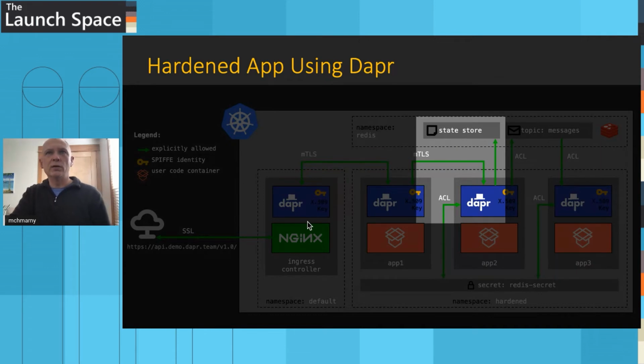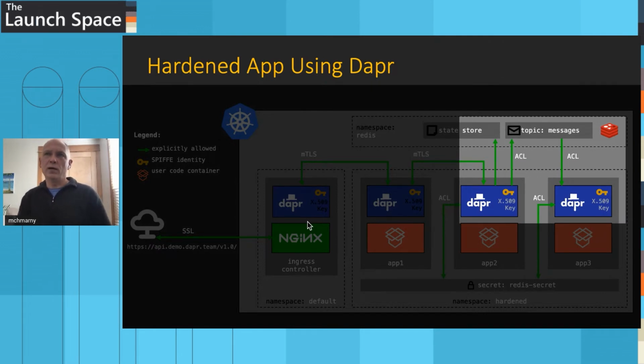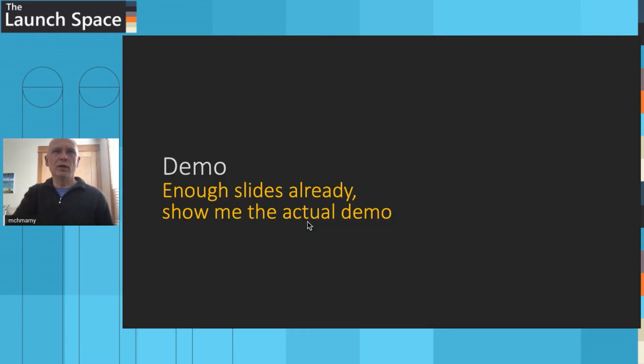We're also going to make sure that the state component is only accessible from application number 2, and that pub/sub is accessible from applications 2 and 3, with application 2 only able to publish and application 3 only able to subscribe. So it's a very hardened environment that tightly defines only the things that can be done. First of all, nothing can be done, and then we explicitly define what can be done. So enough of slides. Let's do an actual demo.